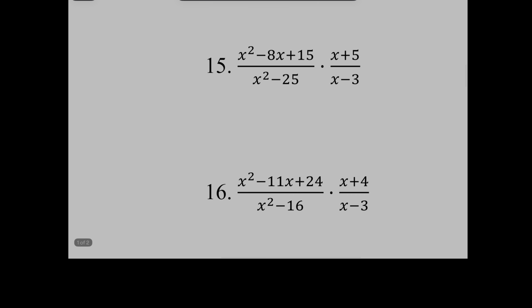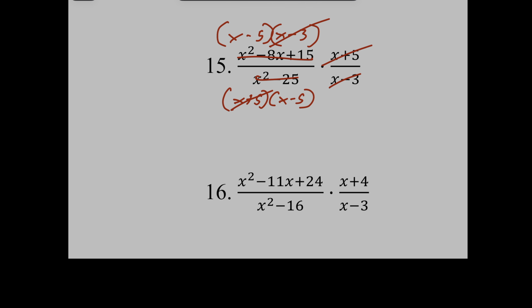Number 15. All righty. Third term is positive, signs are the same. Take the sign of the middle number. The factors of 15 are going to add to 8. That's going to be a 5 and a 3. This one, I have an x plus 5 and an x minus 5. Boom, boom. What's left over? X minus 3, x minus 3. X plus 5, x plus 5.